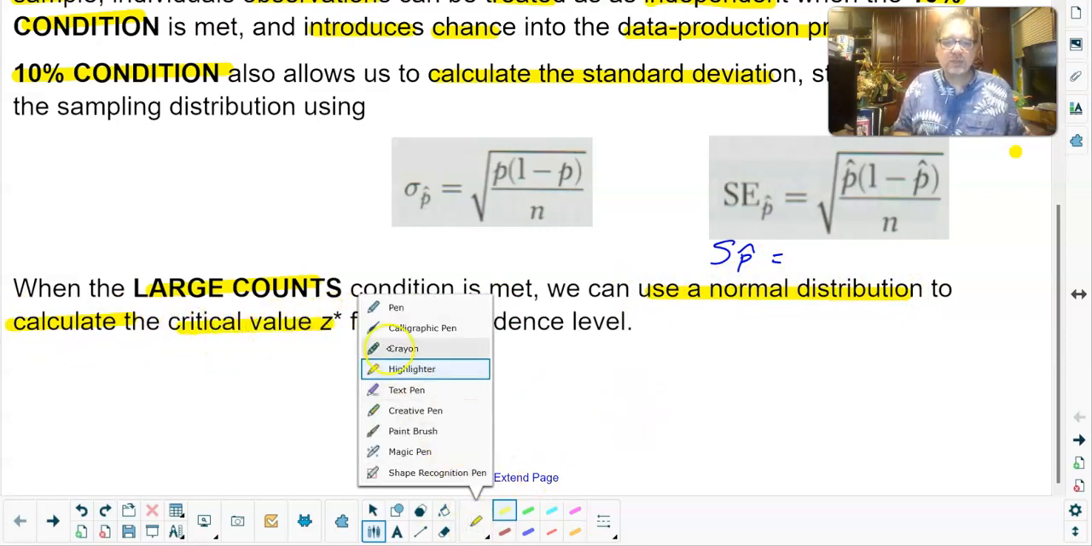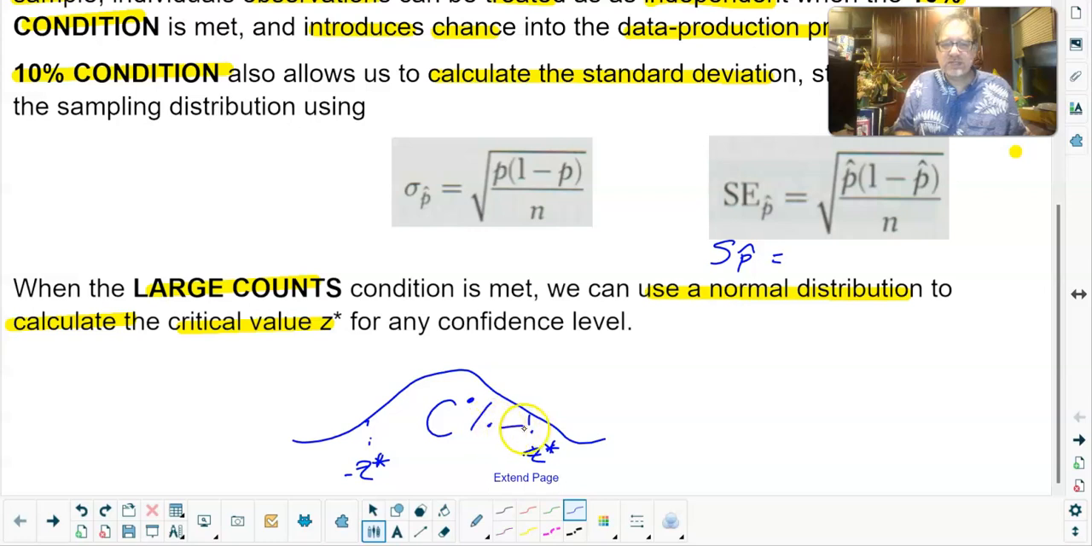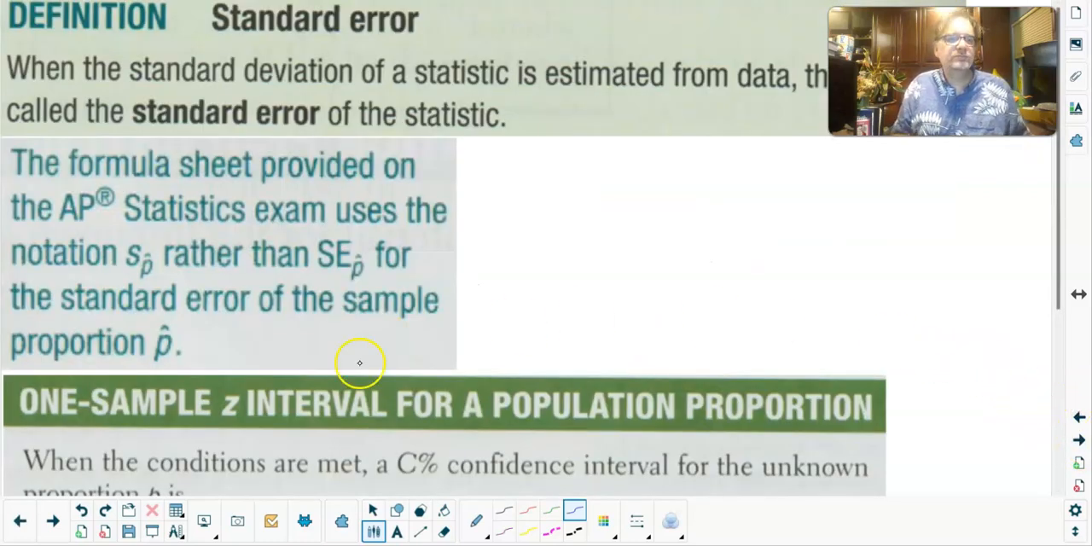What that means would look like this. So remember, a normal distribution is going to be a normal curve. So I'm going to give you a normal curve, and what we're going to find is we're going to have a negative z asterisk here, a positive critical value there, and we are going to be C% in between. So that is going to be important because of the large counts condition.